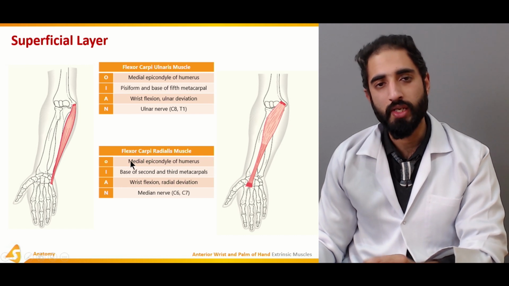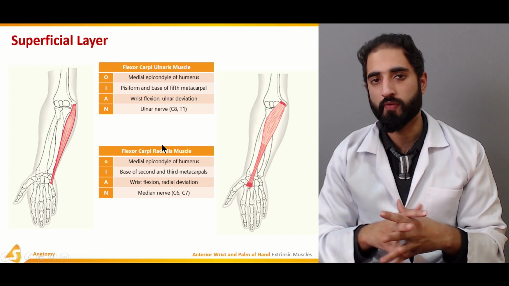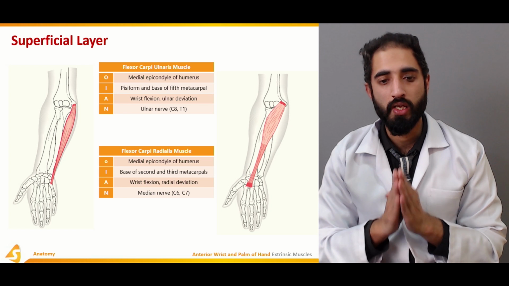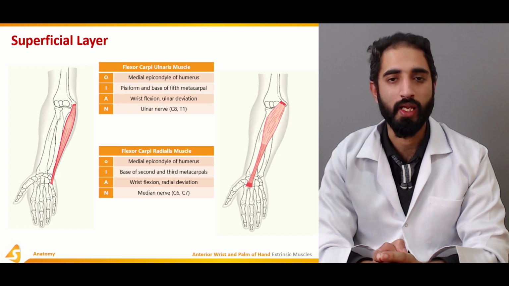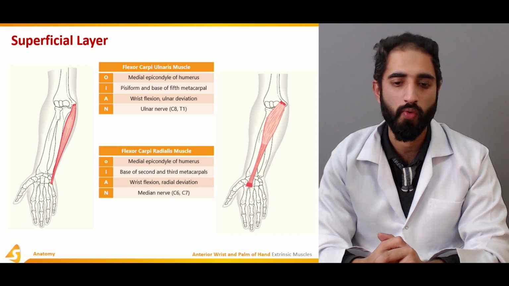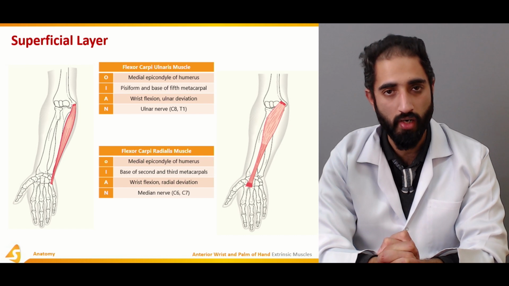Moreover, the origin is the same between the flexor carpi radialis and flexor carpi ulnaris, which is the common flexor origin site, the medial epicondyle of the humerus. The only difference is in the insertion, which is more laterally located for the flexor carpi radialis, and that is on the base of the second and third metacarpals.